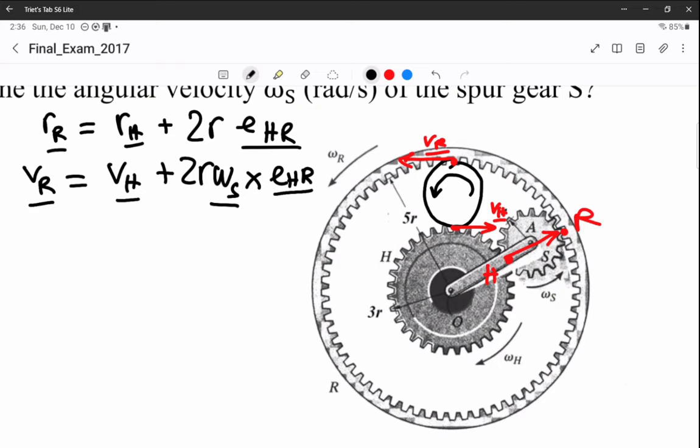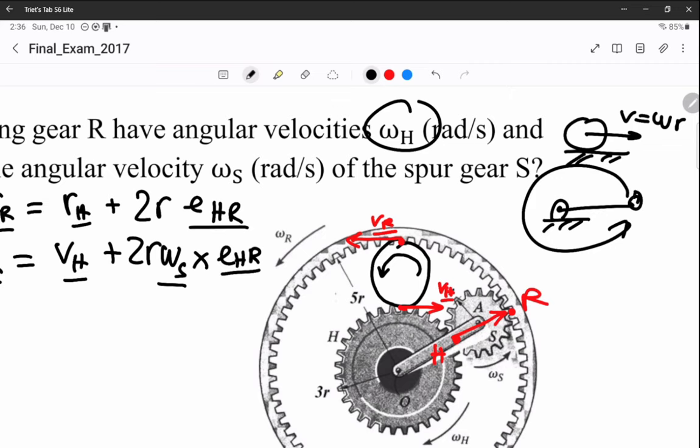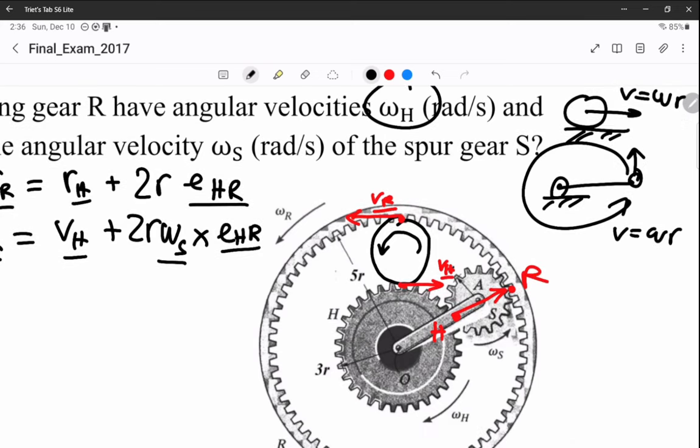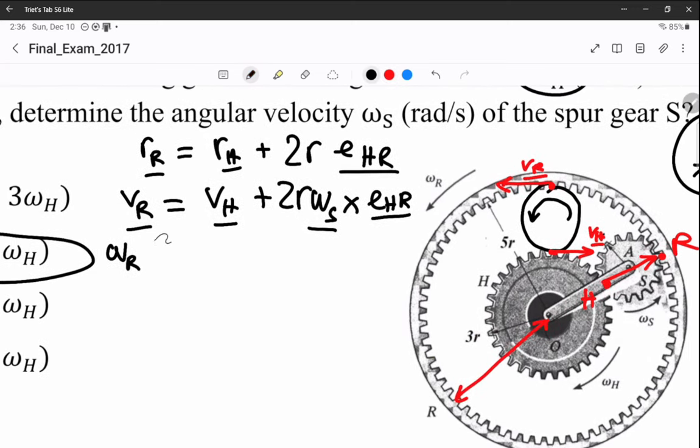So for our V_R and V_H, if you notice, this is one of the two special cases I told you about. One special case is the ball rolling on the ground, where V is omega R. The other special case is a fixed point. You have this little ball moving in circular motion, then the velocity of this ball is also V equals omega R. In this case, it's the special case of the fixed point, because the ring R is rotating around this fixed point O. So we have omega R times the radius, from here to here, that's going to be phi R, equal to V_H.